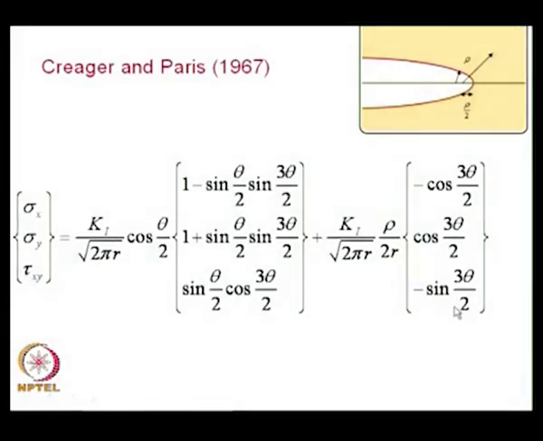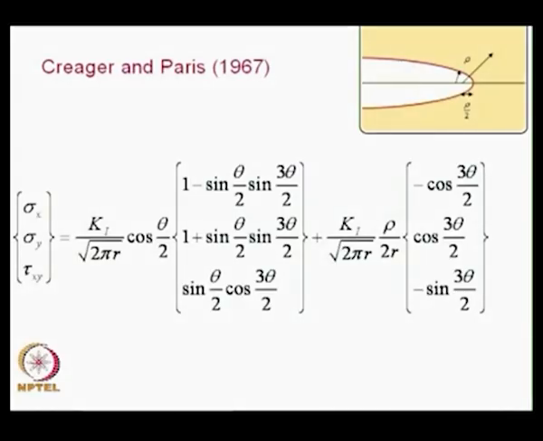What is the difference between the two? In the earlier case, the crack tip was very sharp. In the second case, the crack tip is blunt. So, when the crack tip is blunt, what would happen to the sigma x stress component? It has to go to 0 because it becomes a free surface. When it is a sharp point, the story is different.